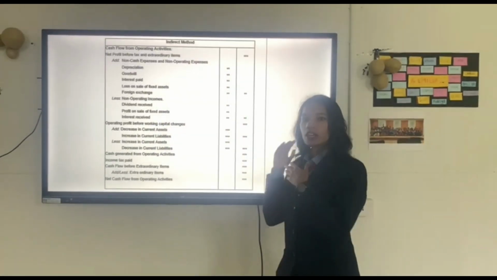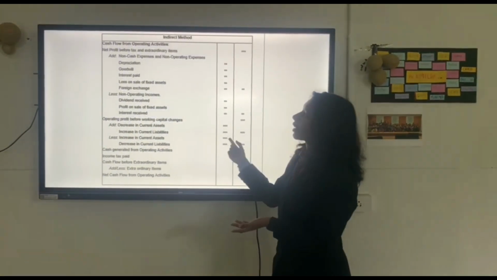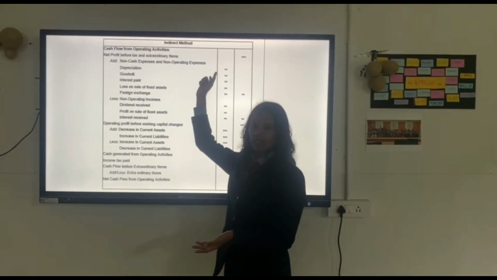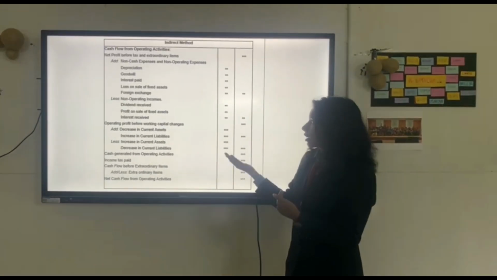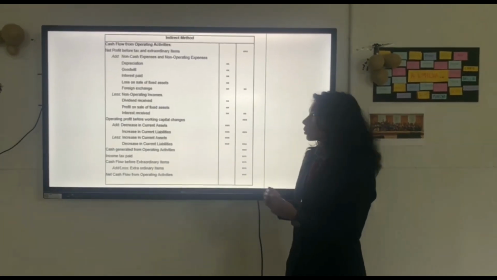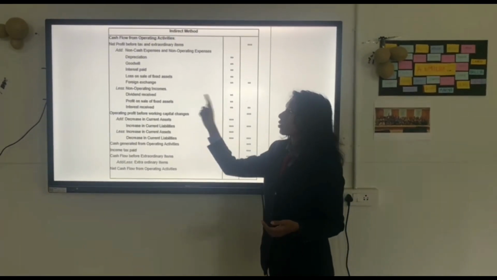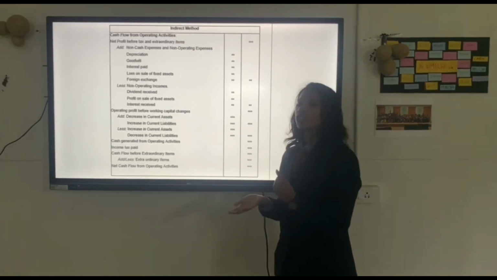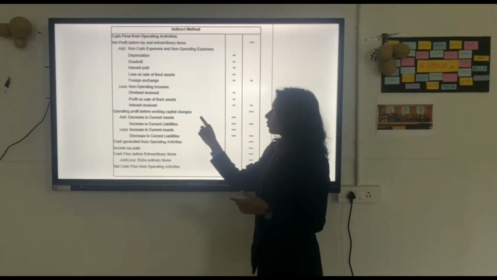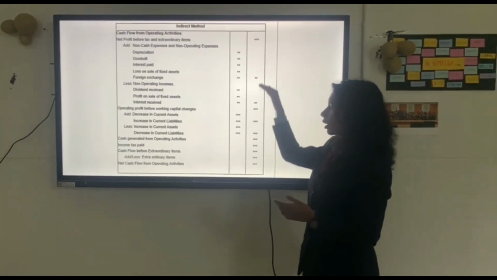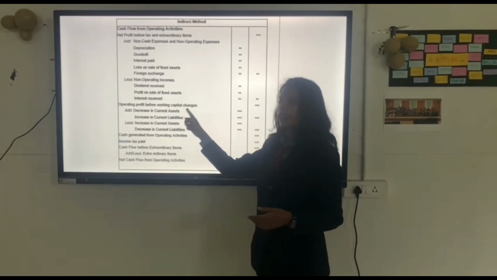Next we will be dealing with the format of the indirect method. In this format, the cash flow from operating activities begins with the net profit before tax and extraordinary items, and to the net profit we should add all the non-cash expenses and non-operating expenses, which will be depreciation, goodwill, interest paid, loss on sale of fixed assets, foreign exchange, etc. And then we should deduct the non-operating incomes such as dividend received, profit on sale of fixed assets, and interest received. After calculating all of these, we will receive a figure which will be the operating profit before working capital changes.